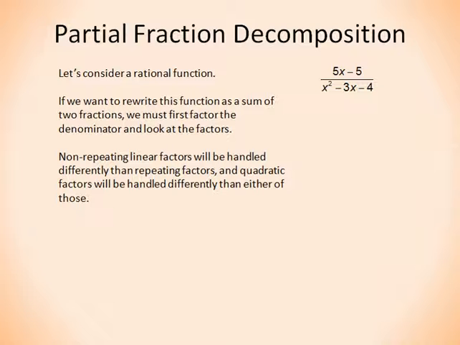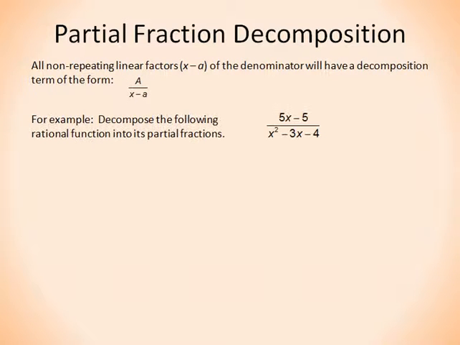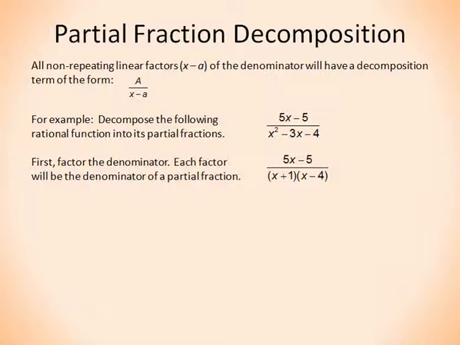non-repeating linear factors. Okay? Any non-repeating linear factor, such as x minus a, is going to have a decomposition term of this form here, where I have some number over that factor. So let's take our rational function. First thing I need to do is factor the denominator. Okay? And I can see that I have two non-repeating linear factors. And each of them is going to have a term that looks something like this.